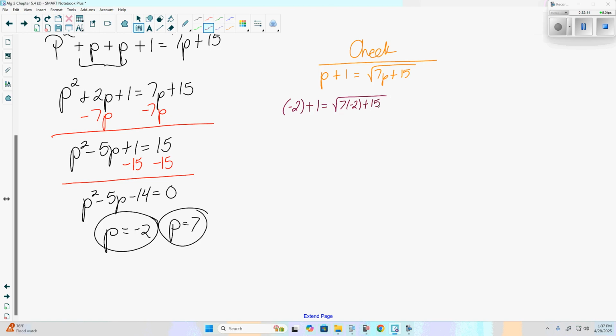So we can check negative 2 first. Now on the left-hand side, negative 2 plus 1 is negative 1. There's a good chance this is not going to work because we cannot get a negative out of that radical. Seven times negative 2 is negative 14. Now negative 14 plus 15 is 1. Square root of 1 is negative 1. Telling us that p equals negative 2 does not work in the original problem.